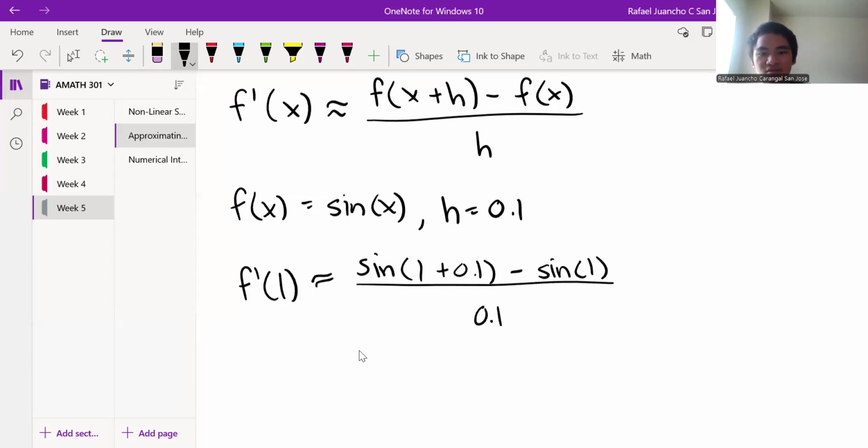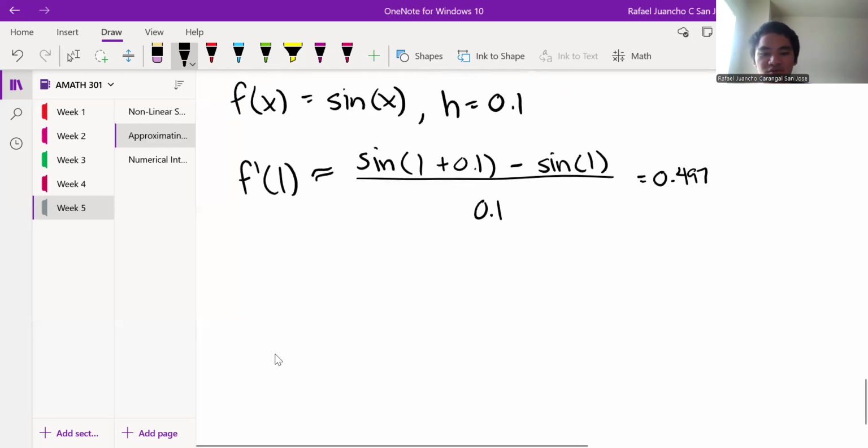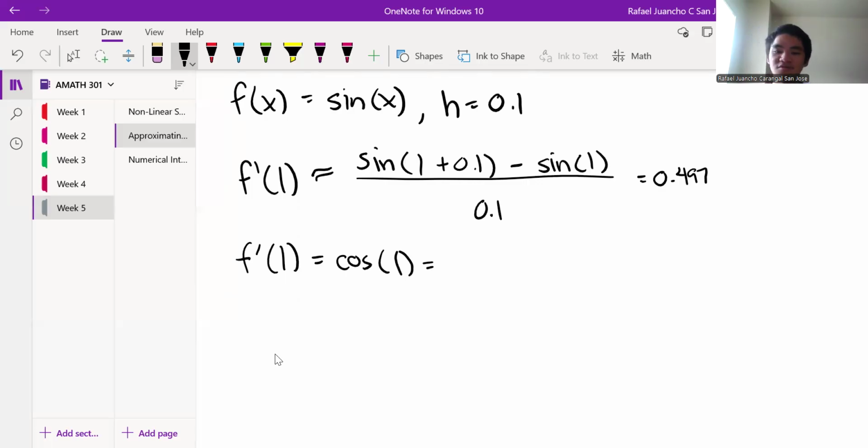And that's around, what? 0.497-ish. But if we were to compute the exact derivative, that's going to be cosine of 1, right? If we were to compute the exact thing. Cosine of 1, I believe, is like 0.54-ish.